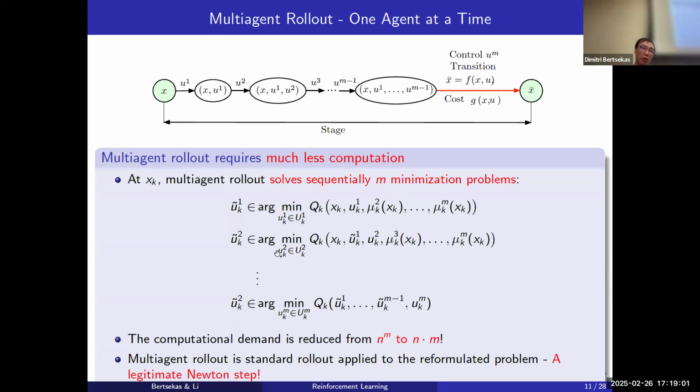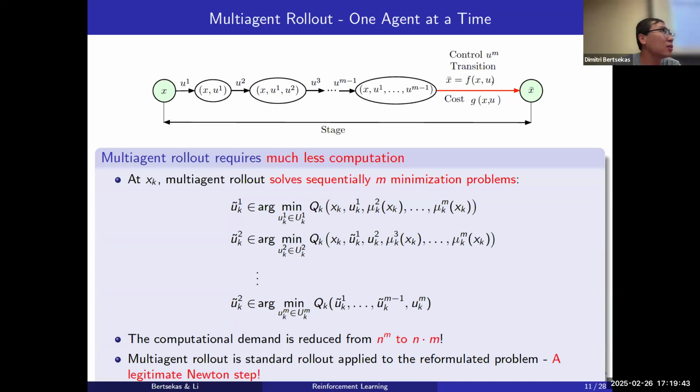Essentially, say that you run this M minimization problem sequentially. In the end, suppose that the last u_k tilde M attains the minimum. Let's say this minimizing number, this Q factor, has some value, right? And if you go carefully through the proof of rollout, you will see that the cost function of multi-agent rollout is upper bounded. It's no more than this smallest Q factor calculated in the last step.